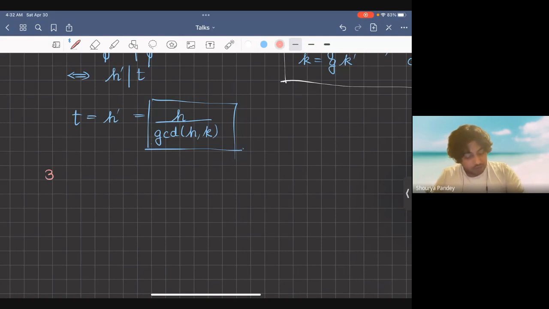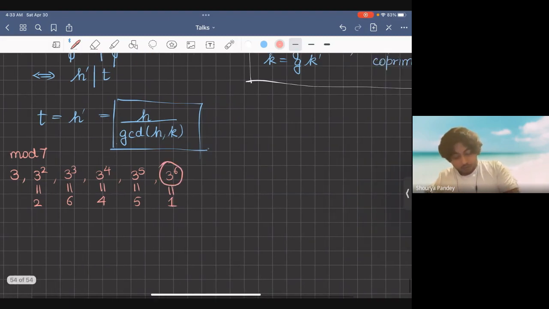Let's look at the order of 3 mod 7, right? So we're looking at mod 7. 3 square is 2 mod 7. 3 cube is 6 mod 7, just multiplying by 3. 3 to the 4 is 6 times 3 is 18, which is 4 mod 7. 3 to the 5 is 12, which is 5 mod 7. And then 3 to the 6 is 1 mod 7, right? So the order of 3 mod 7 is 6.